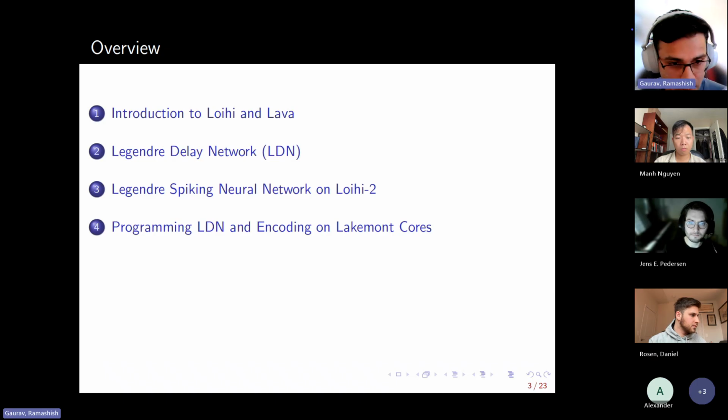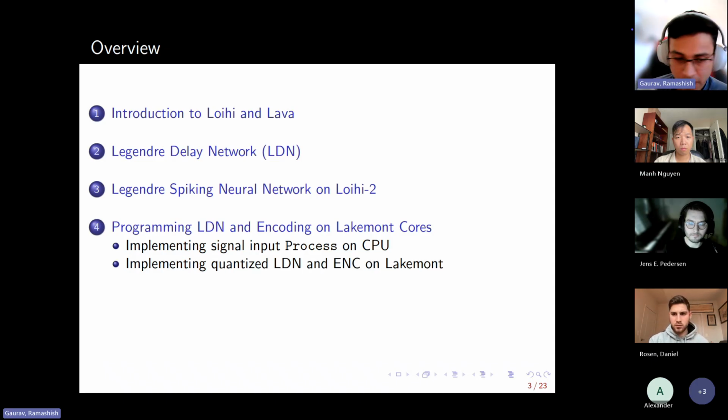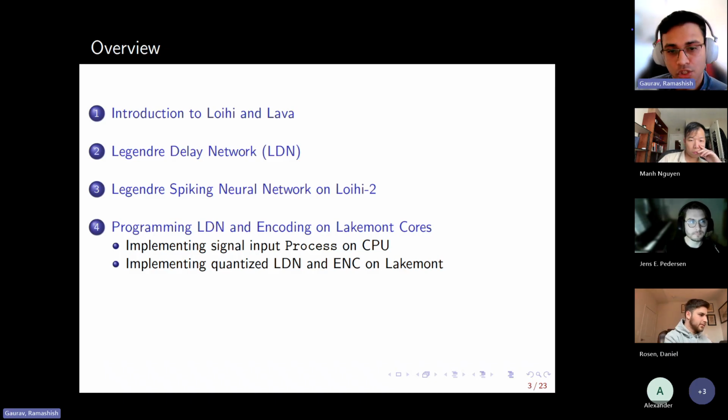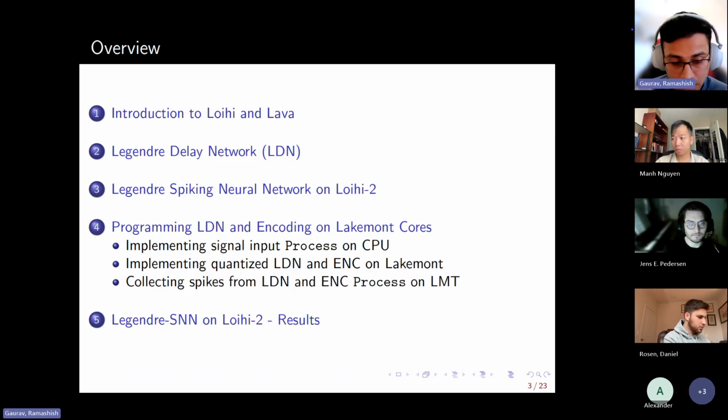The paper itself was very technical in nature. So we will be looking into the Lava programming details of implementing the signal input process on CPU, and then the Lava program for implementing the quantized LDN and encoding process on the Lakemont cores. And eventually a short form of the Legendre spiking neural network, that is, how to collect spikes from the LDN and the encoding process on the Lakemont cores. Then we'll finally look into the Legendre-SNN's results on the Loihi-2 neuro cores.